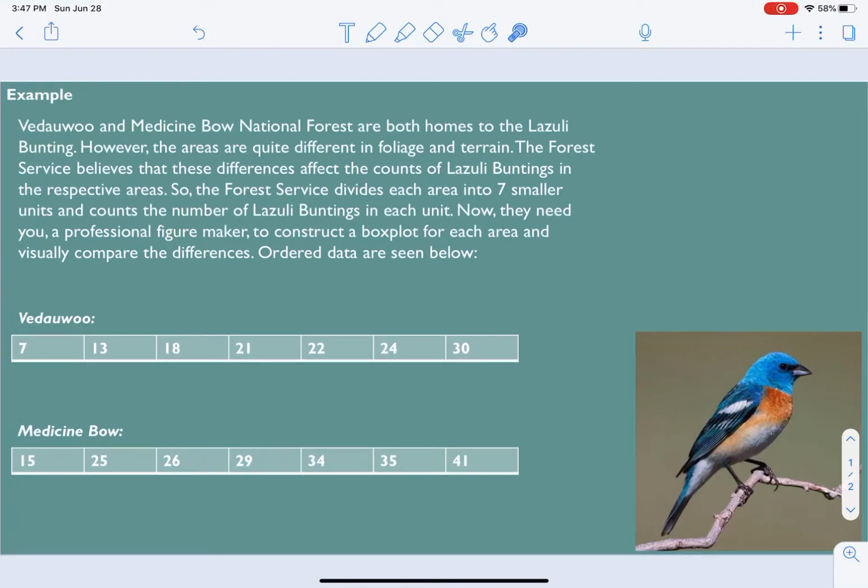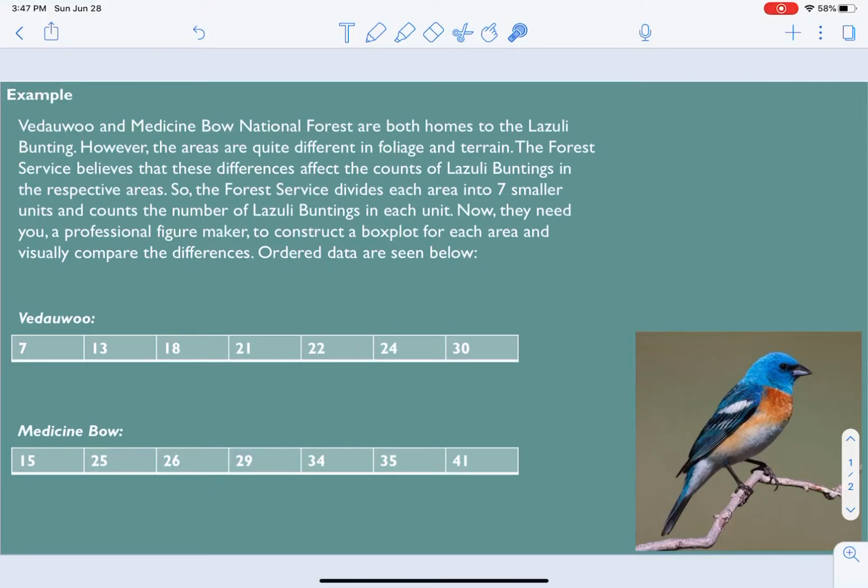Okay, so real data. This is a subset of data that I found from both Vitavu and Medbo. I'm kind of summarizing them just a little bit, but that's the general idea here. So, the Forest Service thinks that, since these two places are so different, Vitavu is a bit flat with more shrubs and bushes, whereas Medbo is more mountainous with more trees, they're probably going to have different counts of this bird in these two different places. But we want to double check and actually visualize those differences.